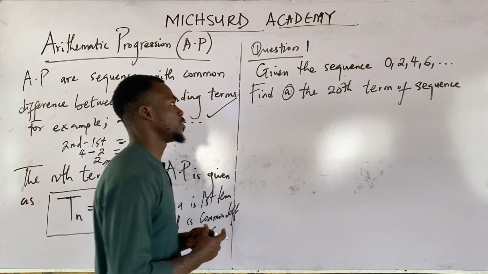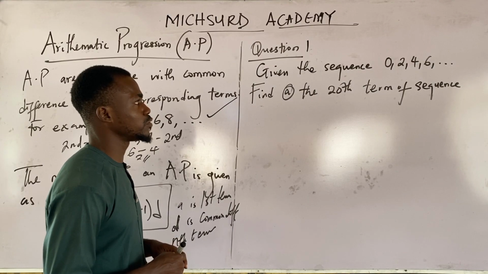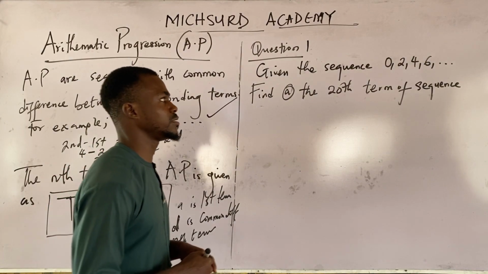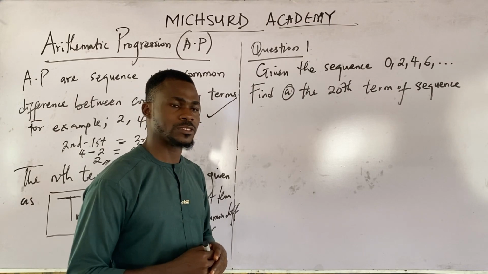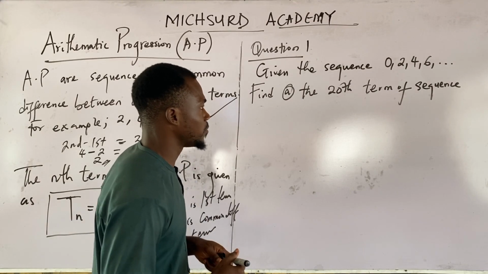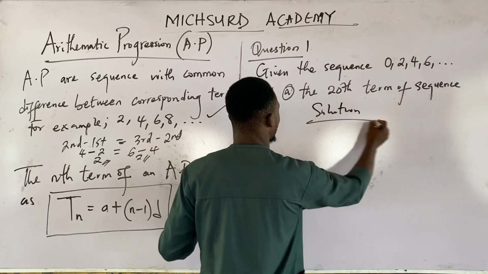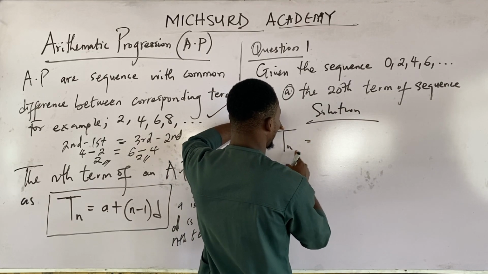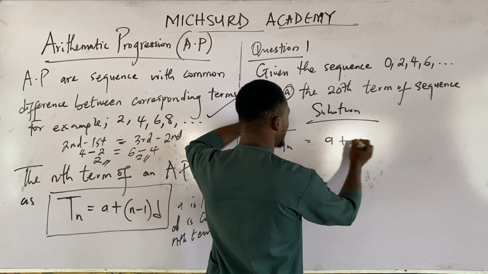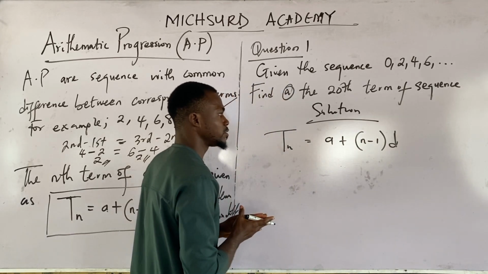The first question we are going to take is: given that the sequence is 0, 2, 4, 6, find the 20th term of the sequence. So we want to get the 20th term of the sequence. Now we know from the formula that to get the nth term of an AP, it is given as A plus n minus 1 times D. So this is the formula.